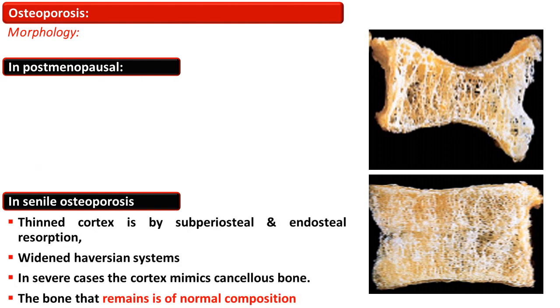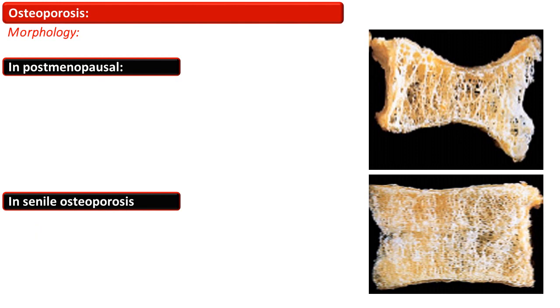In senile osteoporosis, there is widening of the Haversian system with thinning of the cortex as a result of subperiosteal and endosteal resorption. In severe cases, the cortex looks like cancellous bone, and the bone that is there is normal in composition, though there are gaps or discontinuity in the trabeculae.